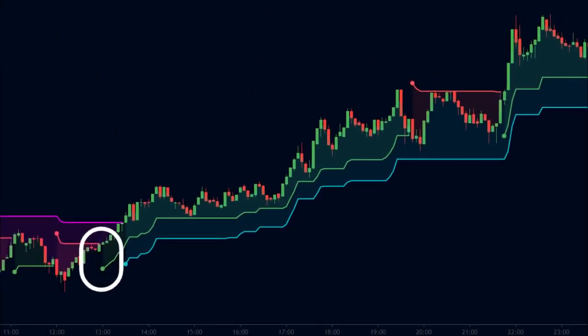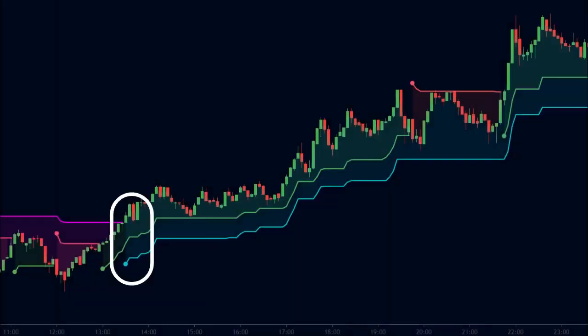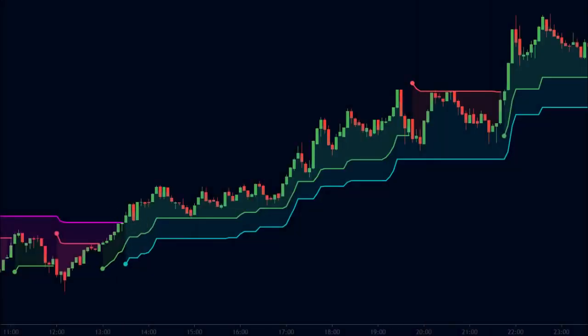Look at this point. Here the short-term supertrend has given us a buying signal. So, should we buy? The answer is no, we cannot buy here, because the long-term supertrend is bearish. Hence we will only take sell trades. But soon we see that the long-term supertrend turns blue. This indicates that both the supertrends are now bullish. So, do we buy here? The answer is no, because we only use the short-term supertrend for our entries. We only trade when there is a change in the short-term supertrend while the long-term supertrend stays constant.